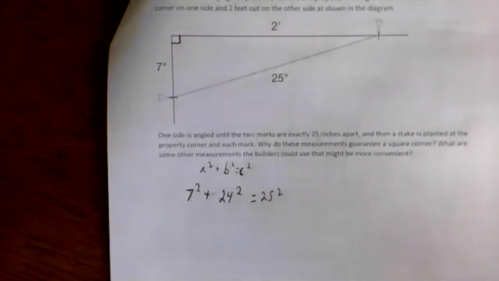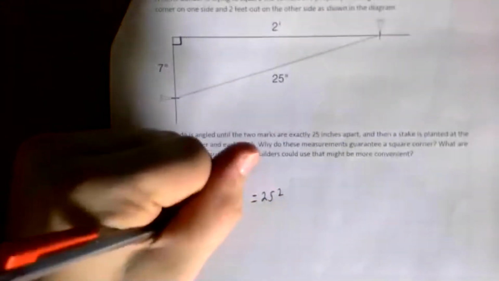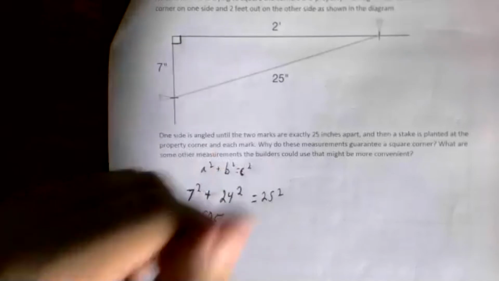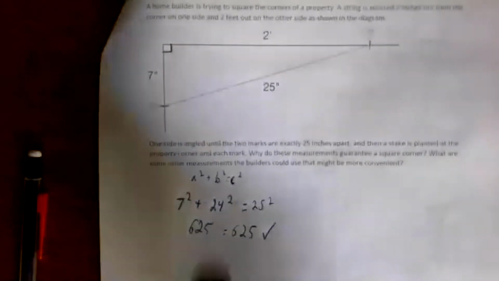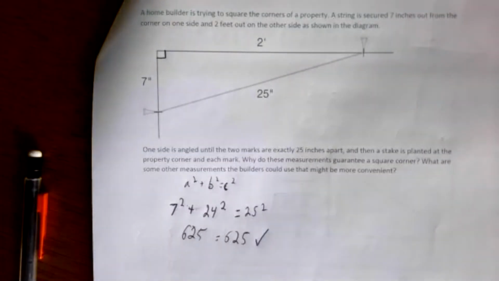So if I do that, we should get that answer. 7 squared plus 24 squared, we get 625 on the left, and 5 squared is 625. So we're guaranteed a right angle because we have 3 numbers that satisfy the Pythagorean theorem.